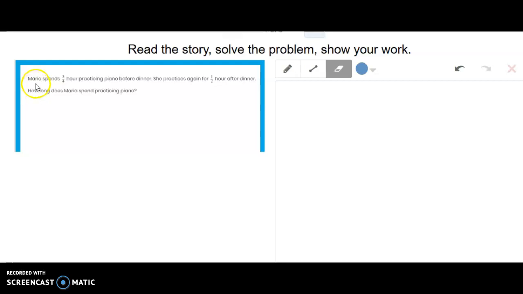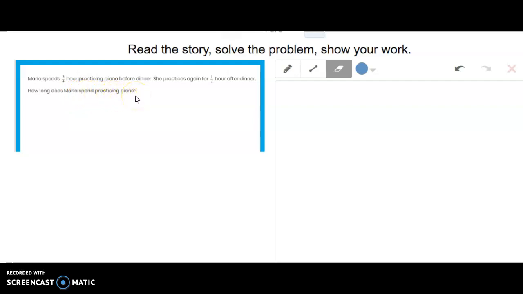All right, boys and girls, let's take a look at this problem. It says that Mariah spends 3/4 hour practicing piano before dinner. She practices again for 1/2 an hour after dinner. How long does Mariah spend practicing piano?